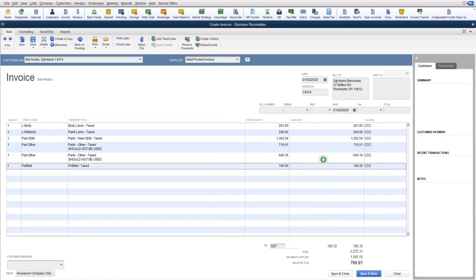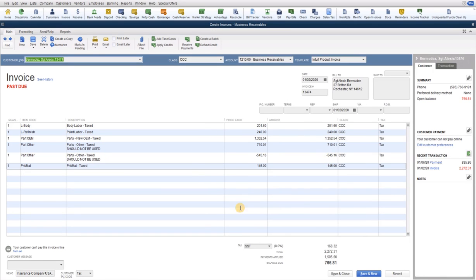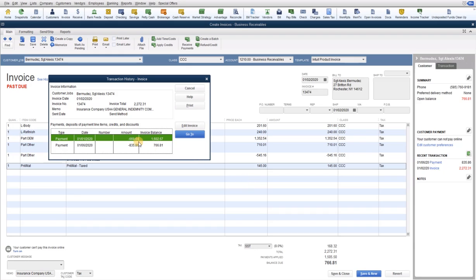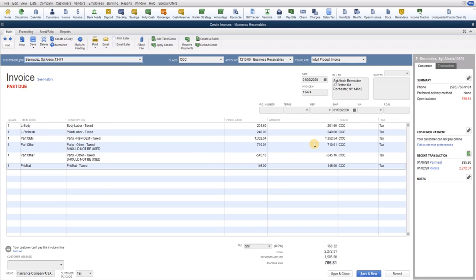Again, we can double click on the invoice and it shows us what our invoice is, our invoice total 2272.31, and we can use the Control H key to look at the history of the payments, and there were 2 payments made. So basically it shows us we have a balance of $766.81. As I said at the beginning, we always want to start with CCC1 or the management system first.